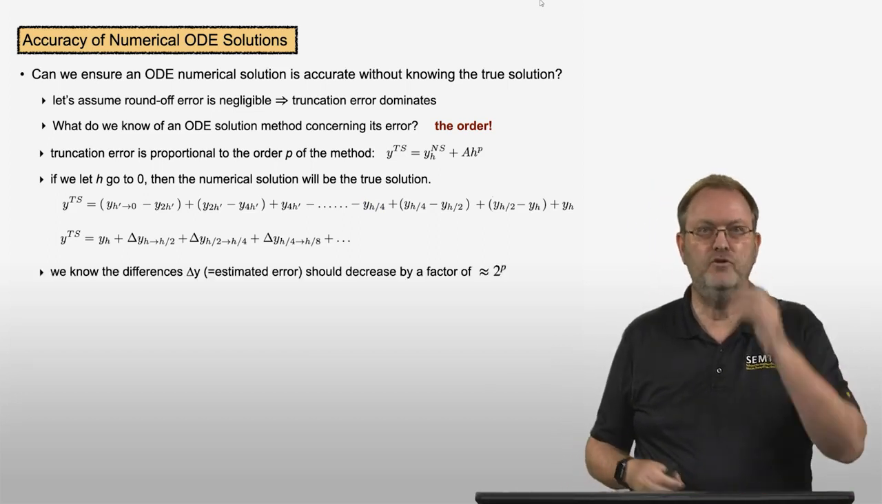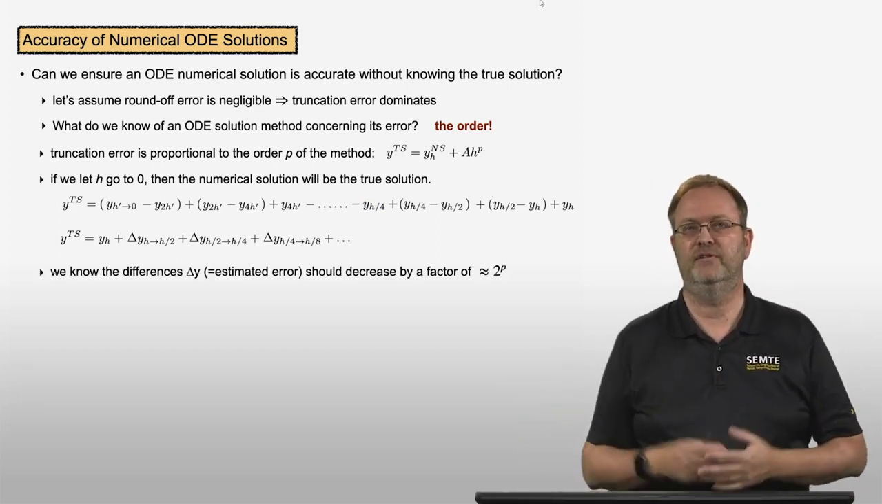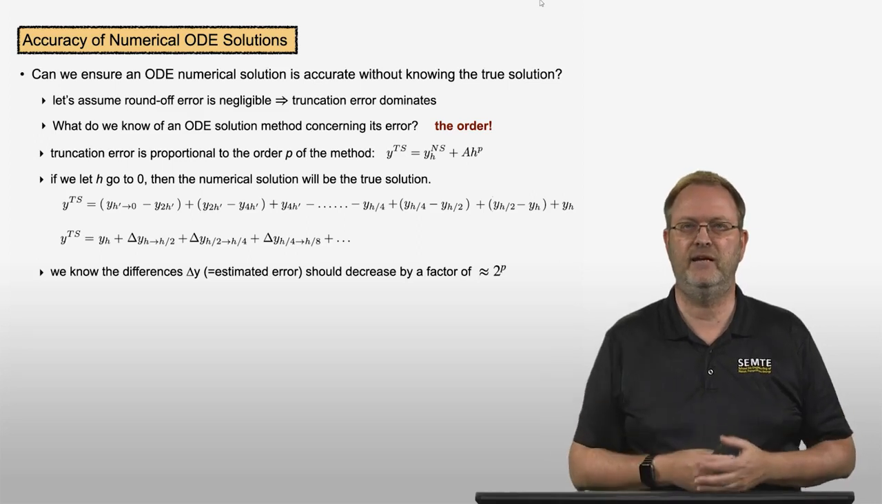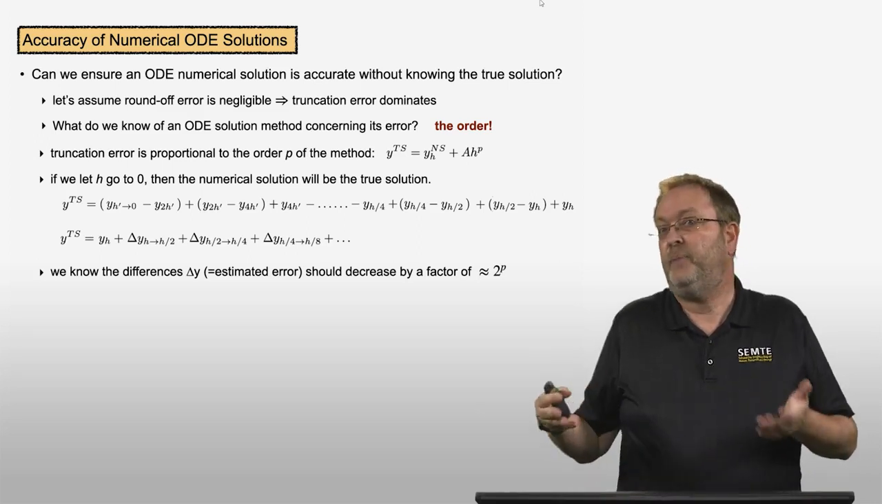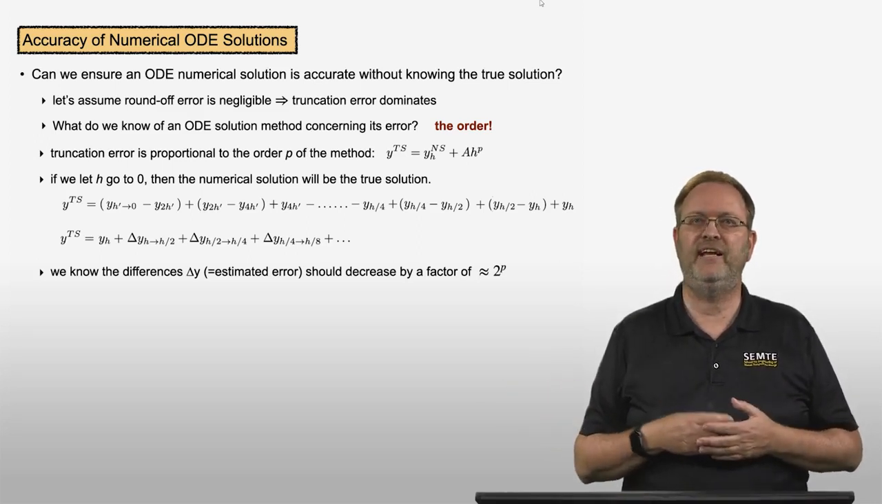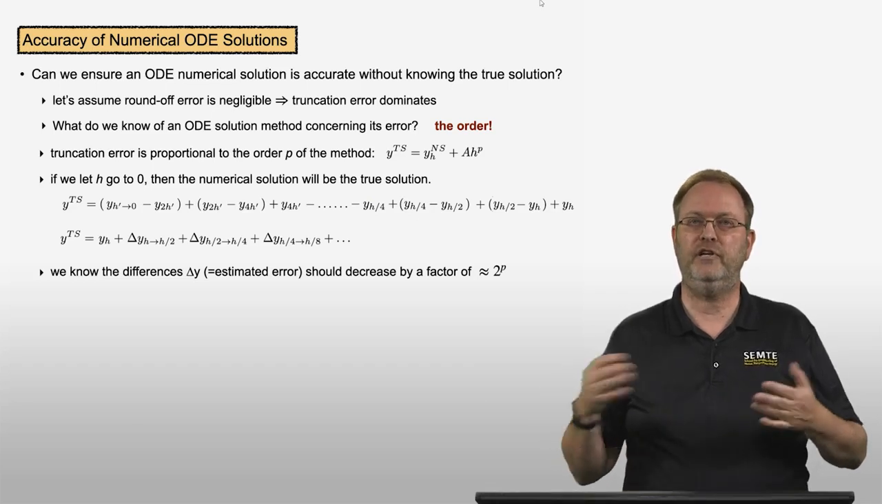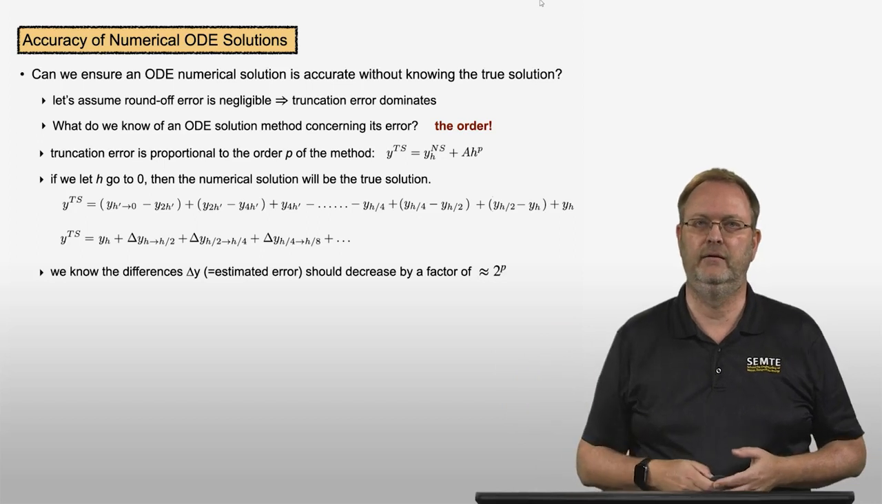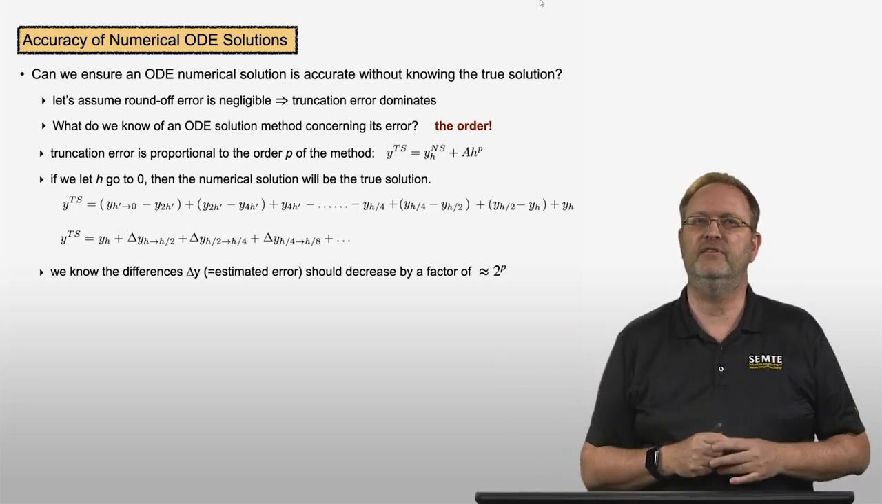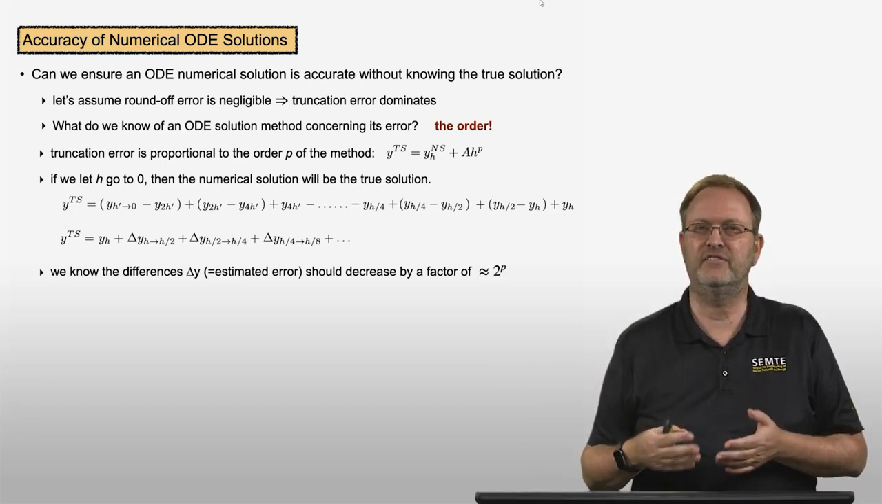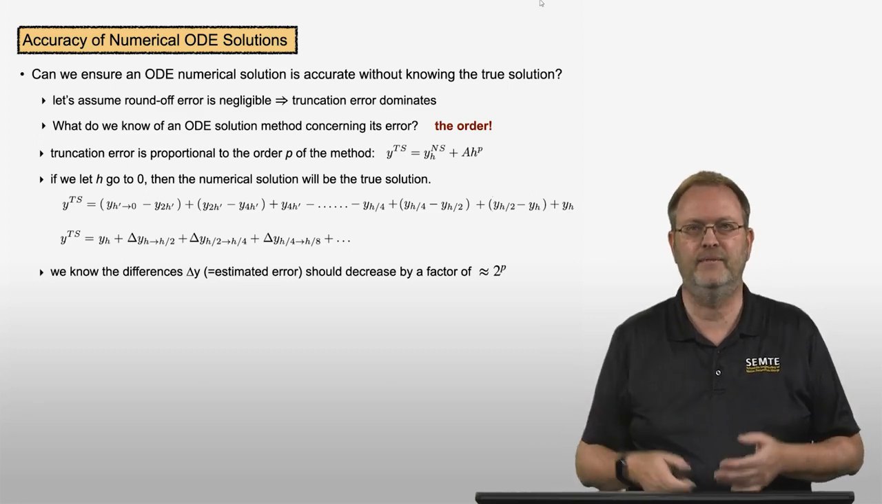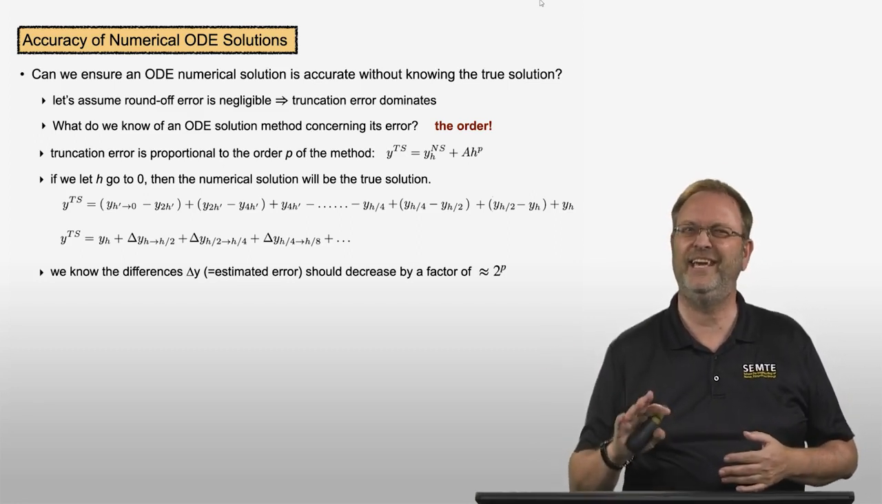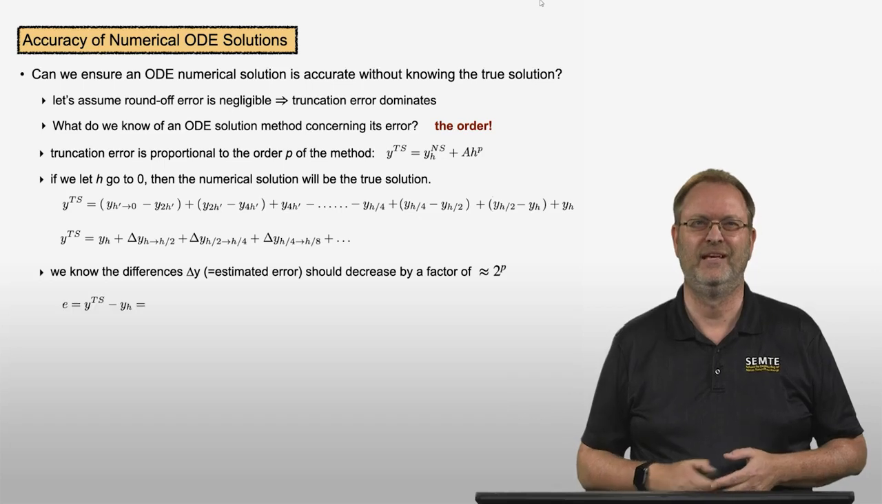Now, what do I know about these differences, which are essentially estimated errors? Well, if I have a pth order method, I know that errors should decrease by a factor of 2 to the power p, right? And these differences in the simulations are kind of the stand-in for the true error. They're not the true error, they're the estimated error.